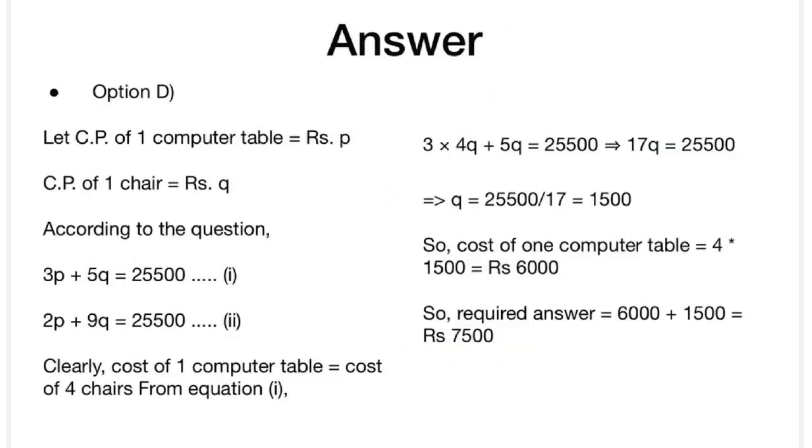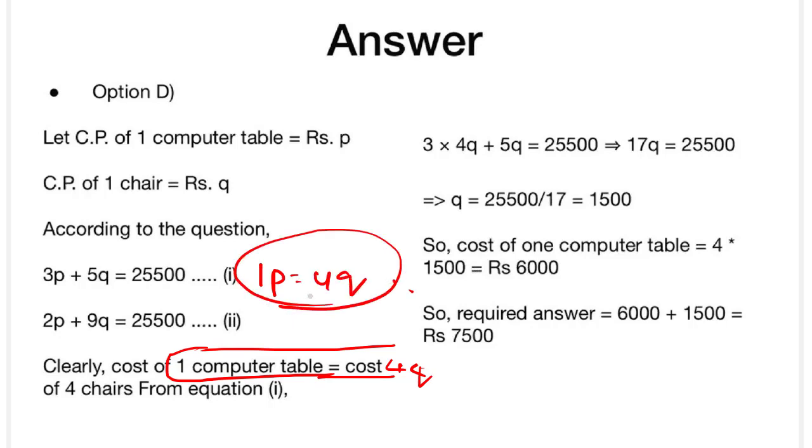So let us assume this: the approximation is that 1 computer table is equal to the cost of 4 chairs. You may have a doubt: how can 1 computer table cost 4 chairs? It's simple, it's an approximation. So 1p is equal to 4q. We're taking it in this approximate way, so we just put this 1p in the equation.